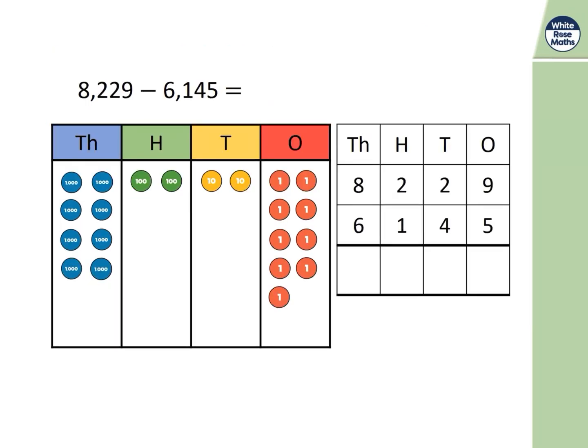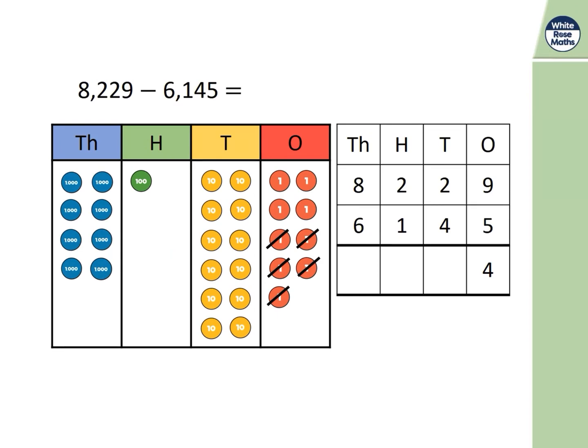Let's have a look at this subtraction. 8,229 subtract 6,145. Notice I've made the minuend, the number we are subtracting from. So starting with our ones column, we've got 9 ones, subtract 5 ones is equal to 4 ones. Then our tens column, 2 tens subtract 4 tens, we can't do it. We haven't got 4 tens to subtract. So we need to exchange 100 for 10 tens.